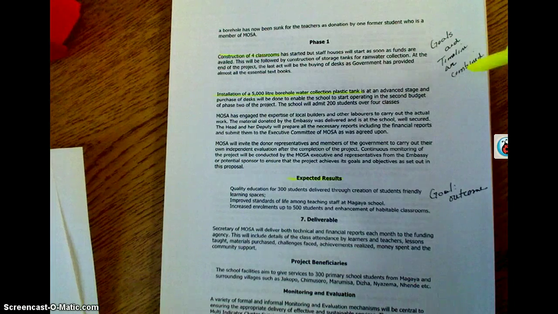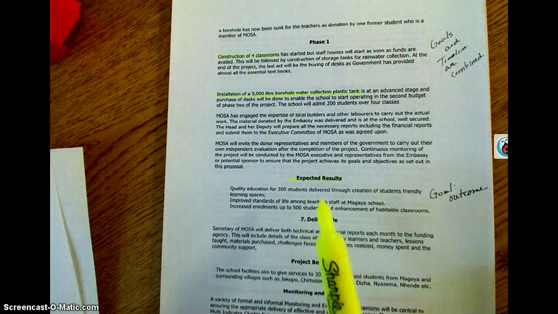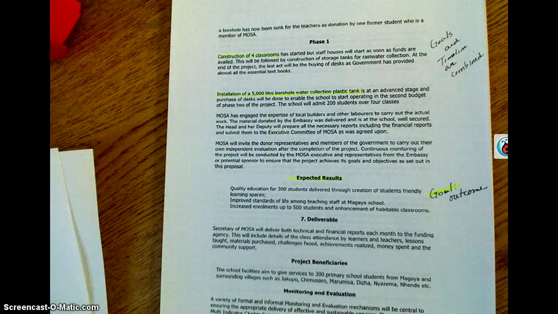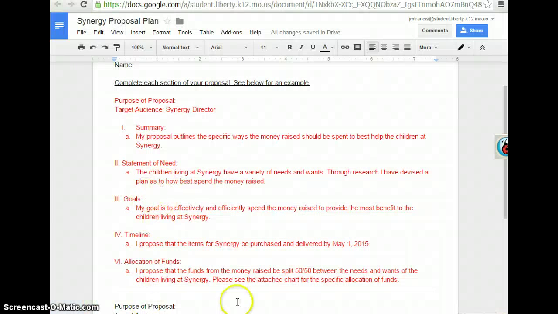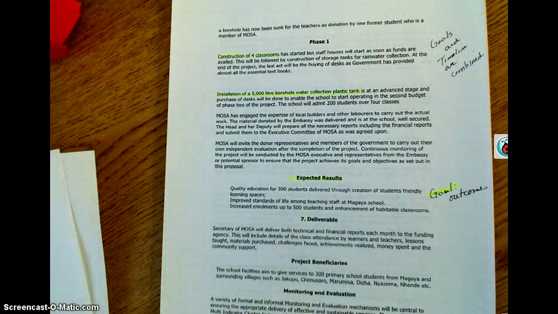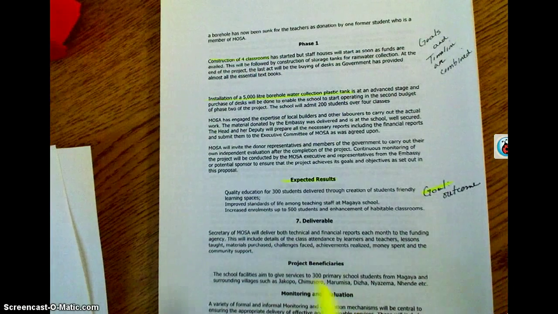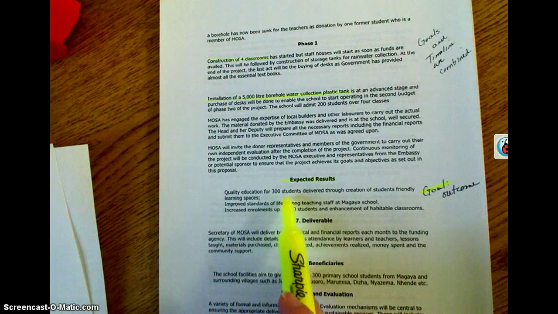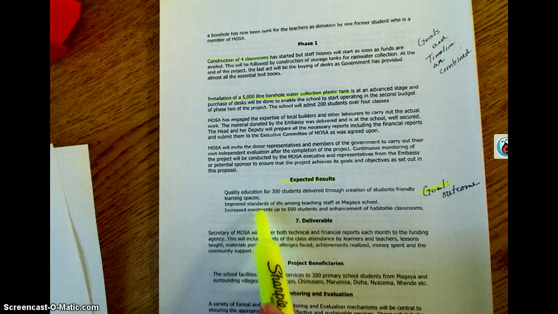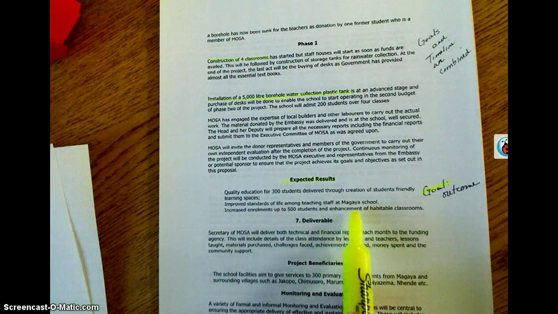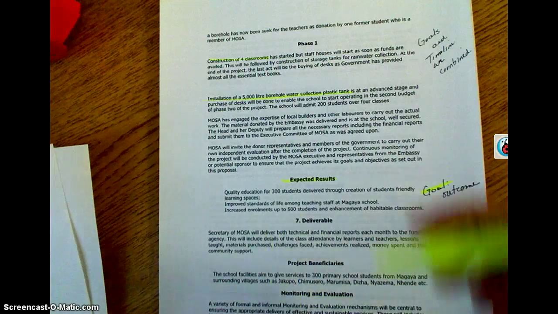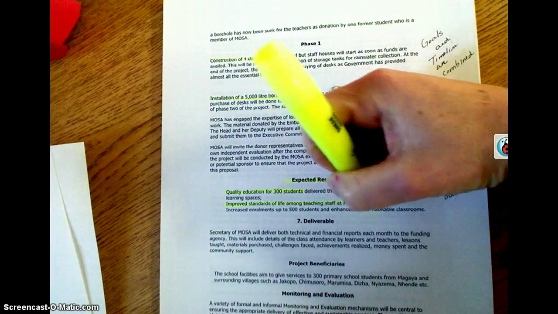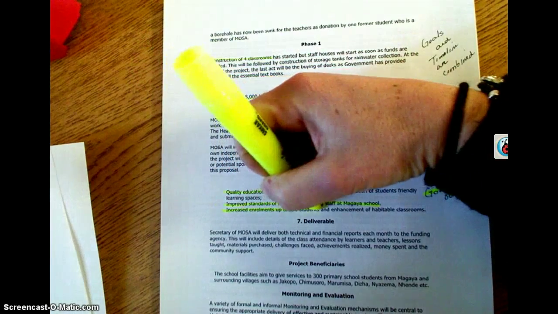So goals and timeline are combined in this section. There's expected results, so their goal, if we flip back to our proposal plan, next we have goals. Their goal is to provide quality education for 300 students. They want to improve the standards of life among the teaching staff, and they want to increase enrollment. So they have 3 goals here that they are trying to accomplish with this proposal.